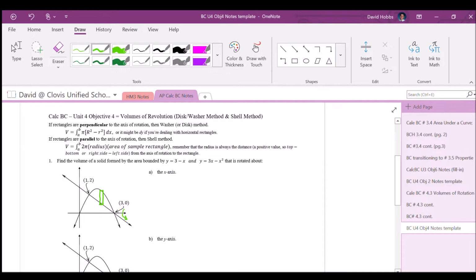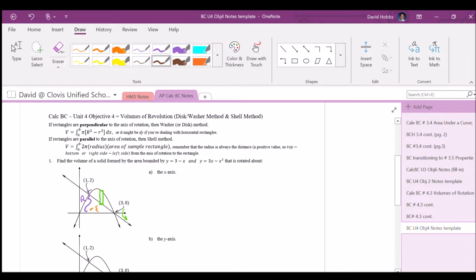Notice that the rectangle is not touching the axis of rotation the entire time. In fact, it doesn't even have to touch the axis of rotation at all. It does touch it just at the point 3, 0. But because of that, we've got the big R and the little r. And so hopefully we're recognizing the big R and the little r at this point. The little r is from the axis of rotation to the near side of the rectangle, and the big R is from the axis of rotation to the far side of the rectangle.